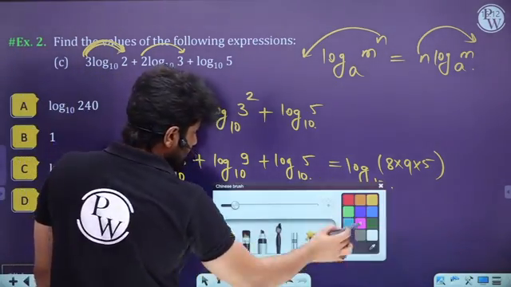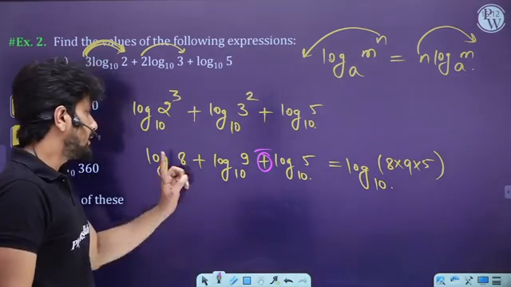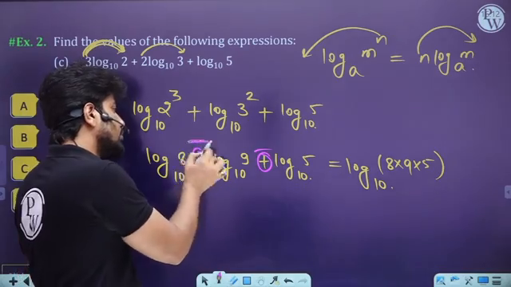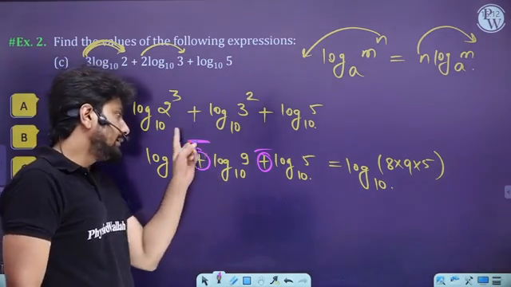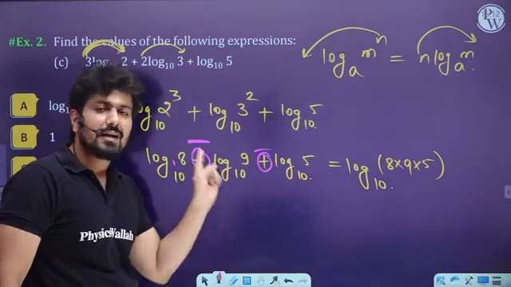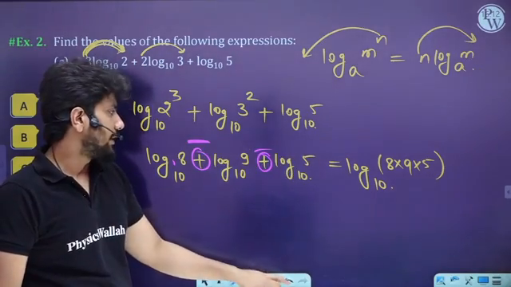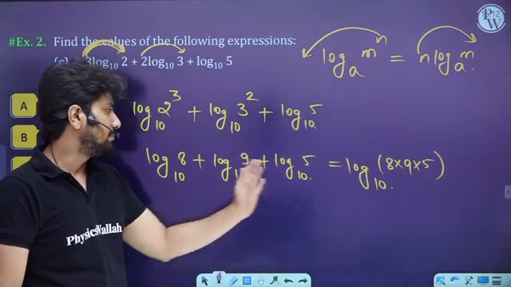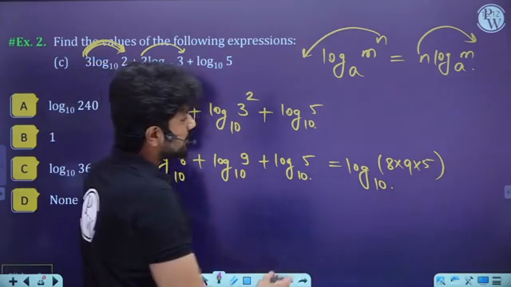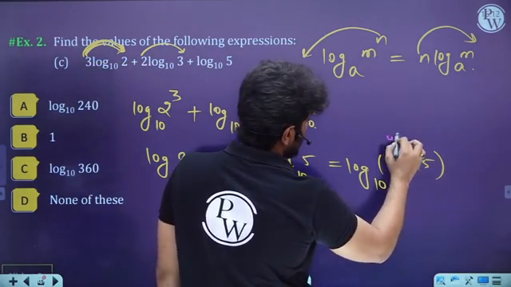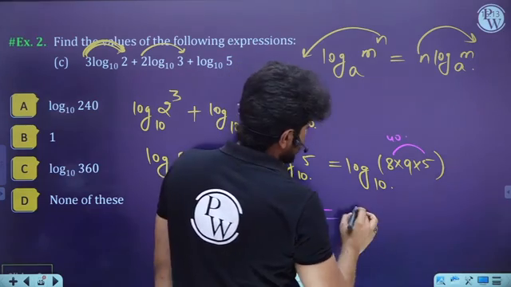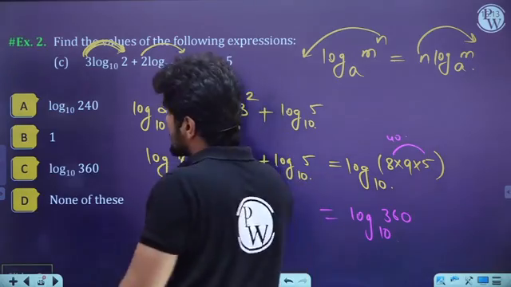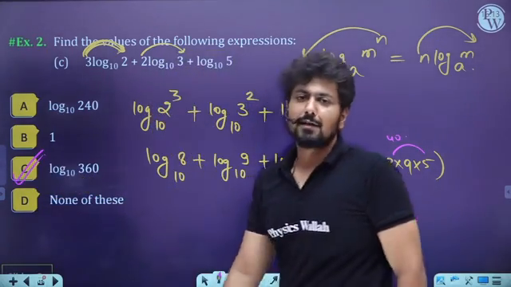Suppose if there is a subtraction sign over here, then what will happen? 8 multiplied by 9 but divided by 5. Suppose there is a subtraction sign over here, then 8 divided by 9 divided by 5. So 8 upon 5 into 9, basically that will happen, but there is a positive sign, so we are simply adding the logs, we'll get this answer. 5 8s are 40, 40 into 9, 360. So this will be log of 360 to the base 10. This is option C. Are we clear?